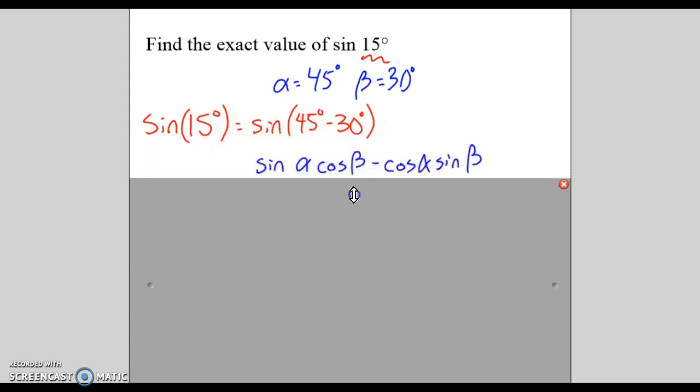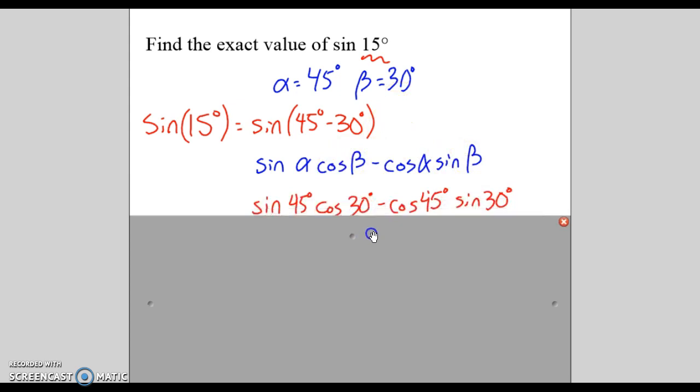Then I'm going to use that trig identity of the difference between two angles for sine. So sine of alpha minus beta is sine alpha cosine beta minus cosine alpha sine beta. But now I have identified the values of alpha and beta, so I plug in 45 degrees for alpha there and there, and 30 degrees for beta there and there, and I get the following. Sine 45 degrees cosine 30 degrees minus cosine 45 degrees sine 30 degrees.